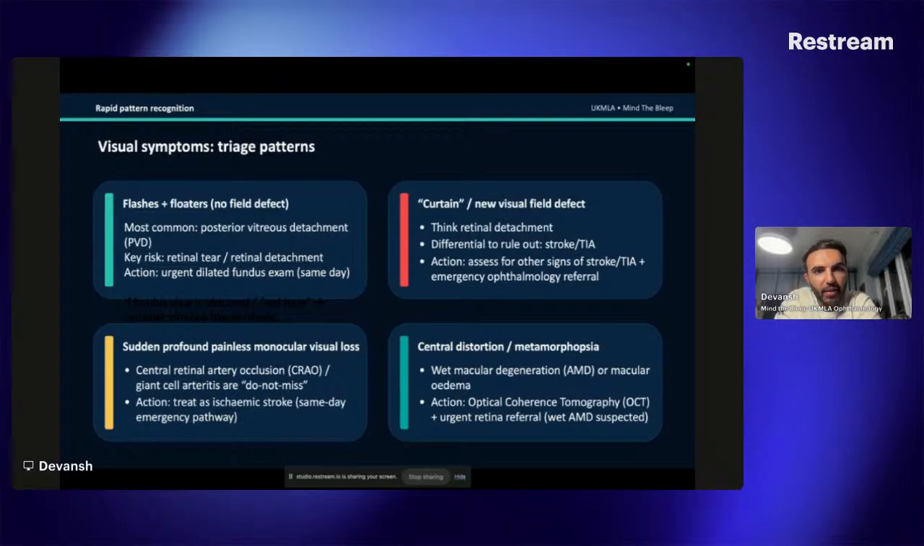And if we start to get this central distortion of straight lines and patients not being able to recognize faces, these are the classic clinical vignette words that they would use for a patient with wet AMD. So these are some of the key buzzwords to remember that frequently crop up in exams year after year.